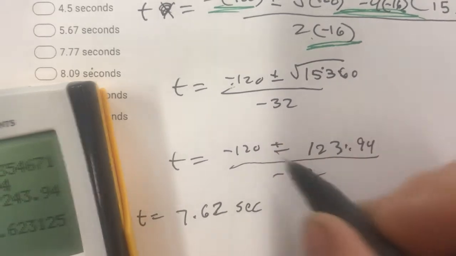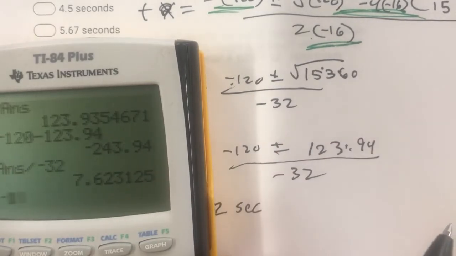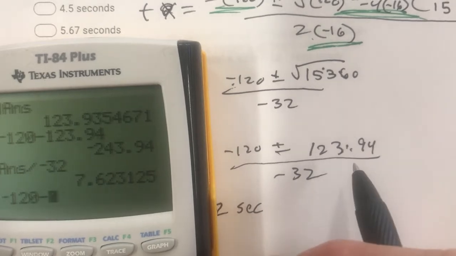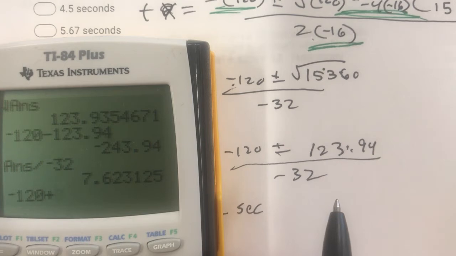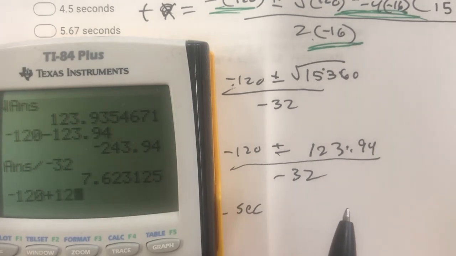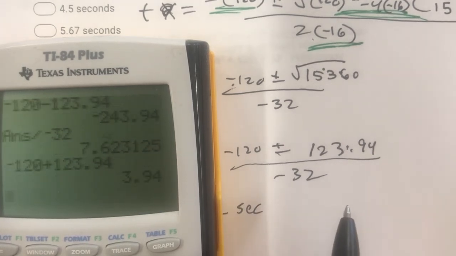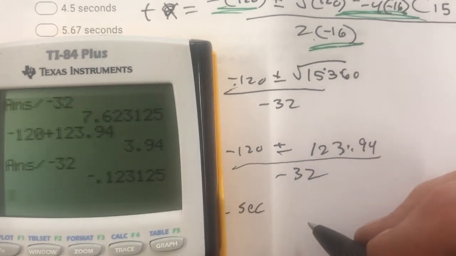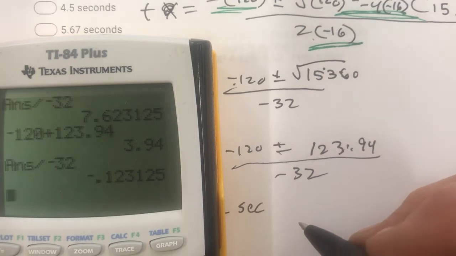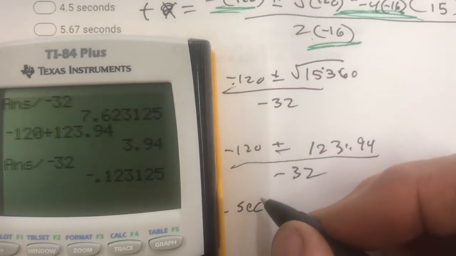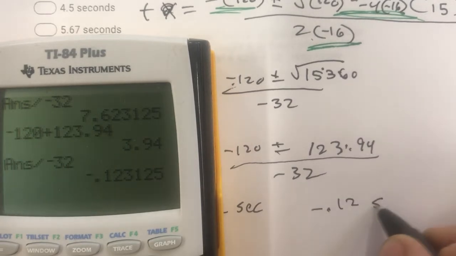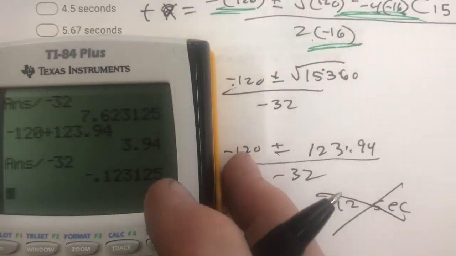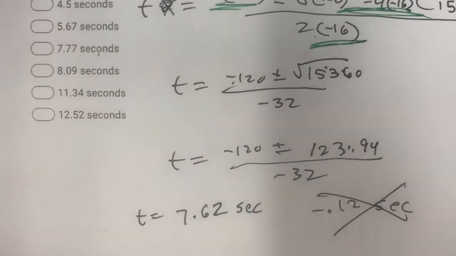Now I'm going to do negative 120 plus, oh, that was minus. I did the minus first, not knowing it. Okay, and then I divide by negative 32, and I got a negative answer that time. So that's out. There's only one answer here.